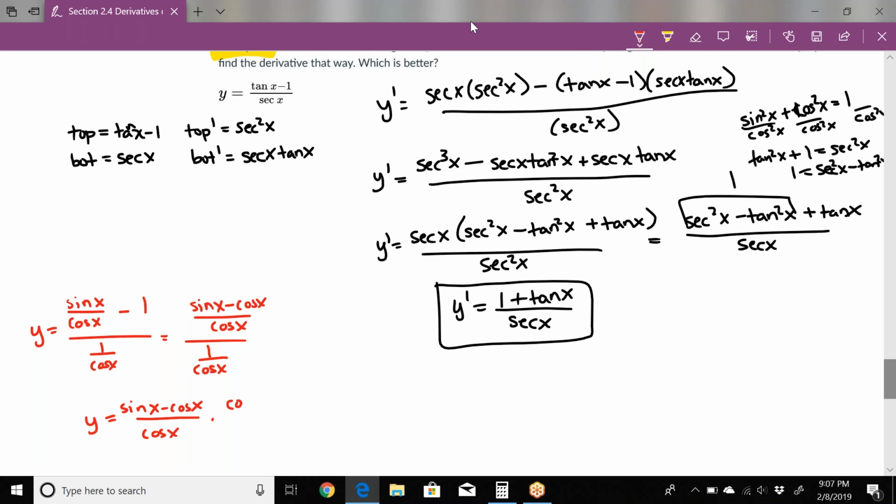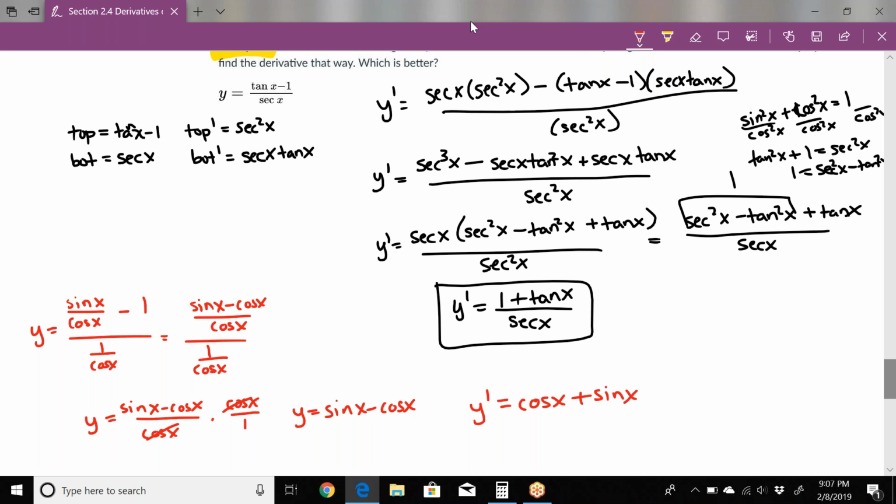So that's times now cosine x over 1. The cosine x's are going to cancel out. So just my function is sine x minus cosine x. If I take the derivative of that, that is going to be cosine x minus a negative sine x. So that's going to be plus sine x.